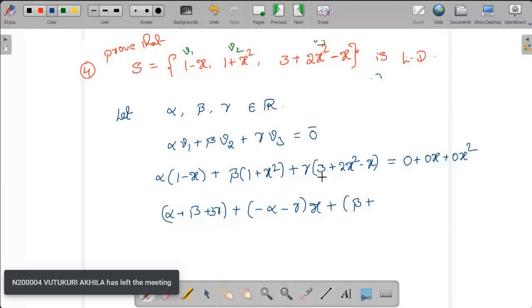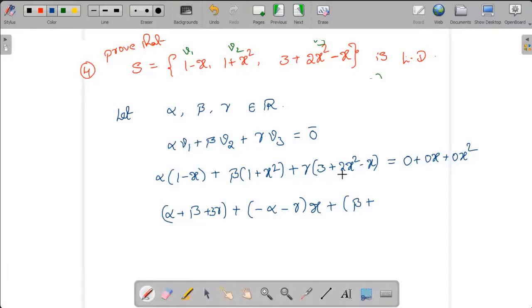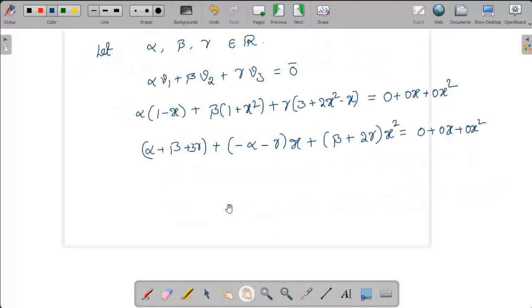Now this is beta, 3 gamma, beta plus 2 gamma into x square, right? So this must be equal to 0 plus 0x plus 0x square. Now we are saying two polynomials are equal. So now let us compare the coefficients.